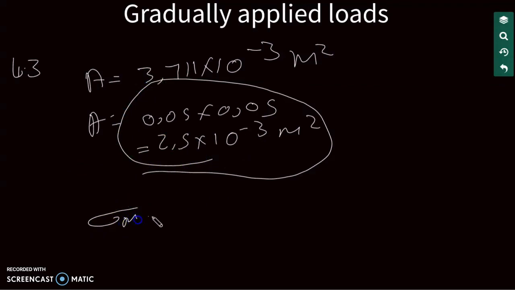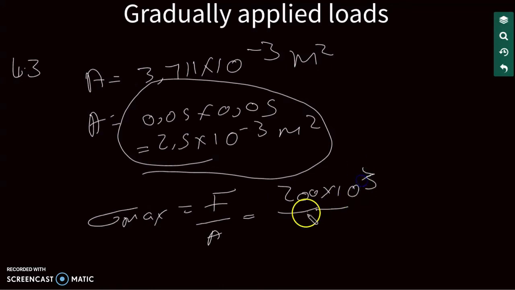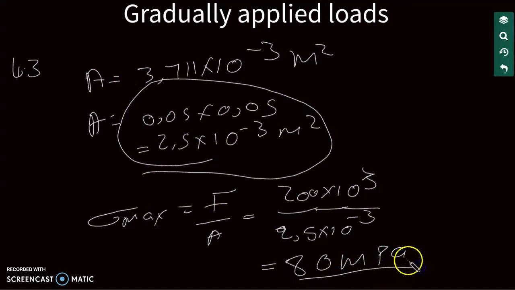Therefore, we have our section with the smaller cross-sectional area. Therefore, we're going to say maximum stress is given by force divided by area, which will be 200 times 10 to the power 3 divided by the area, which we know, 2.5 times 10 to the power negative 3. This will give us our maximum stress in the member as 80 megapascal. And that is our maximum stress.